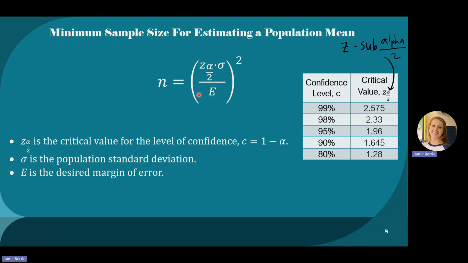Now, this is another thing that's sort of standard to different fields. So different fields have different margins of error that they traditionally use. And so you would read other papers from similar researchers in your field to figure out what that margin of error would be. But that'll also be given to you in the problem.